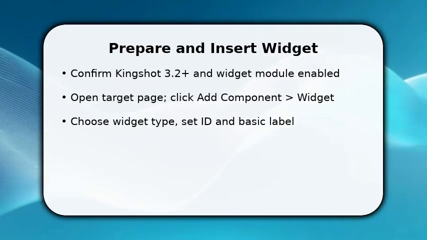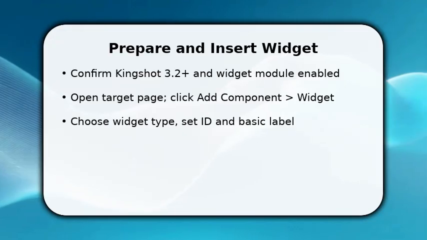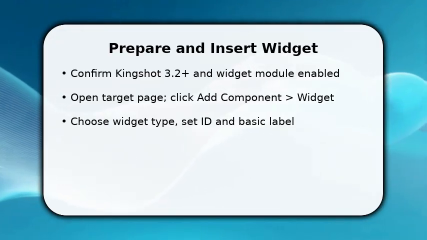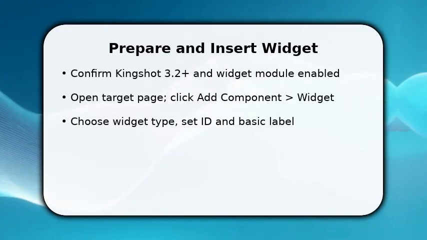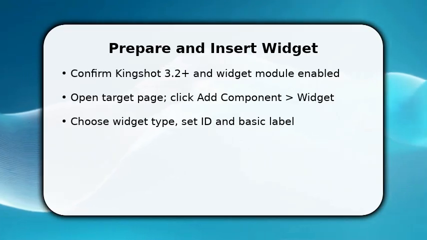You start by confirming Kingshot is running version 3.2 or later and the widget module is enabled. This ensures compatibility. Once confirmed, open the target page and click Add Component, then Widget so you begin placement.